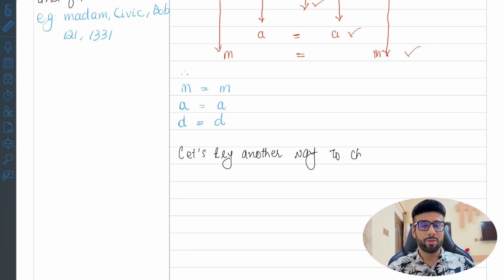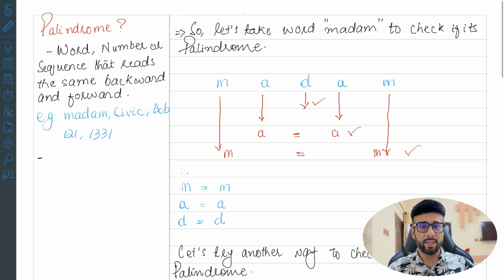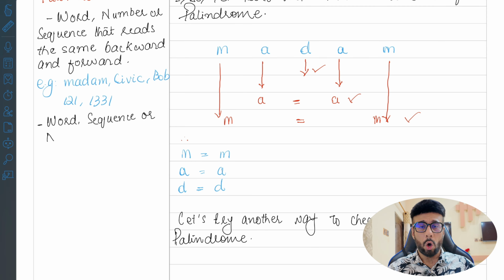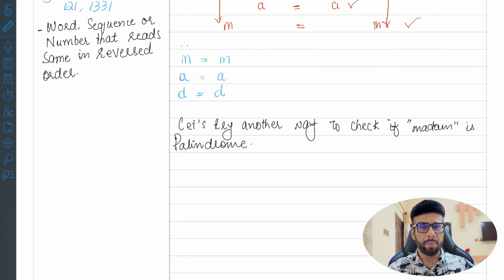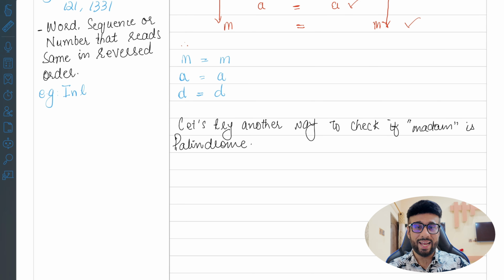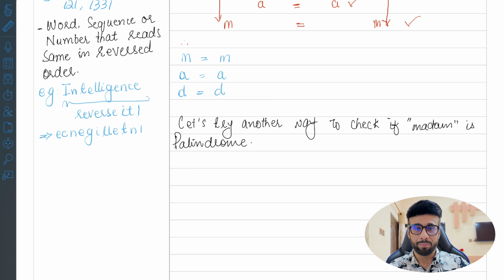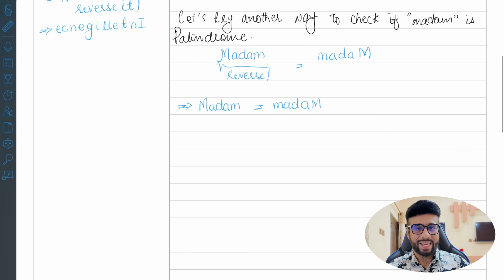Let's try another method to check if Madam is a palindrome. Let's go to our definition. By recalling our definition, a palindrome is a word, number, or sequence that reads the same in reverse order, so we can compare characters one by one as we did previously, or reverse the entire input and compare it to the original. Intelligence, when reversed, becomes a different word, while Madam, when reversed, becomes the same. Note the capital M at the end to make the reversal more visible. We'll check this in the code as well.